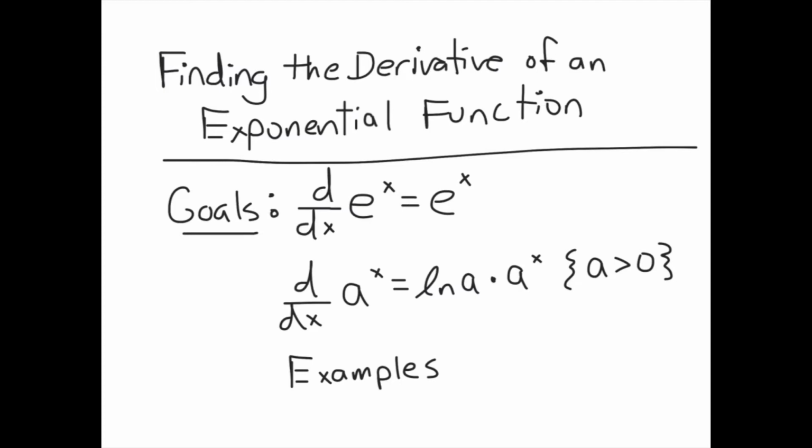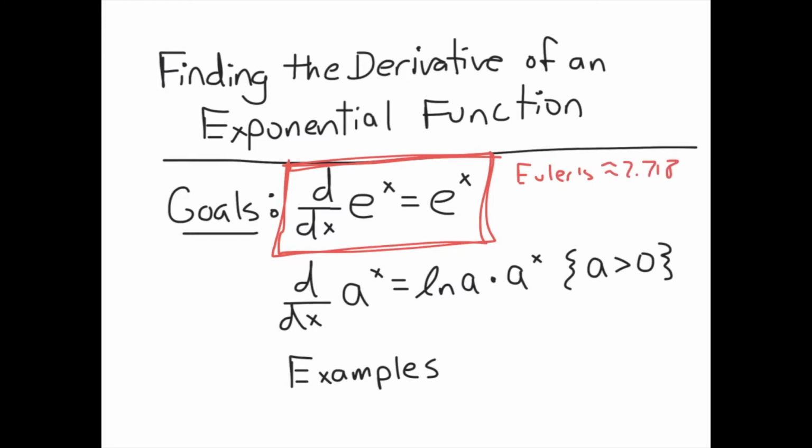So here we go. I've got three goals for this lesson for you. The first one is that we want to be able to find the derivative of e to the x, the exponential function, or using base e, also known as Euler's number, about 2.718 as the base of this exponent. And because that happens a lot in nature with exponential growth, it's a really good thing to understand, really a proof of why the exponential function is its own derivative. It's a really neat result.